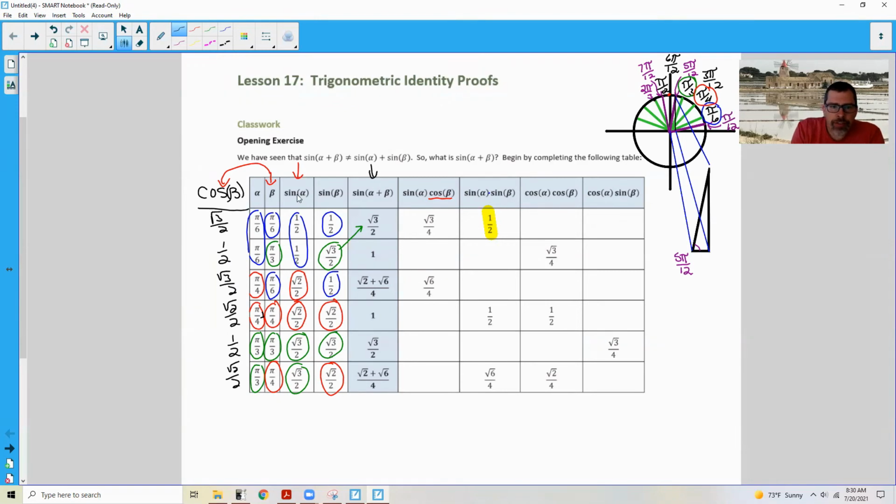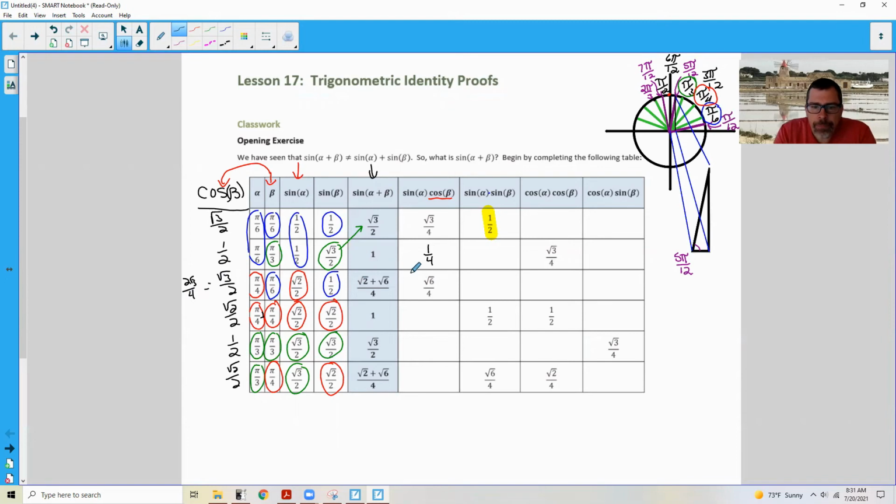So now I'm going to take the sine of alpha, which is this column, and the cosine of beta, which is this column. So root 3 over 2 times, root 3 times 1 is root 3. 2 times 2 is 4. And that's where root 3 over 4 came from. 1/2 times 1/2 is 1/4. Okay, root 3 over 2 is the same as 2 square root 3 over 4. So 2 root 3 over 4 plus root 2 plus root 6, they say is root 6.